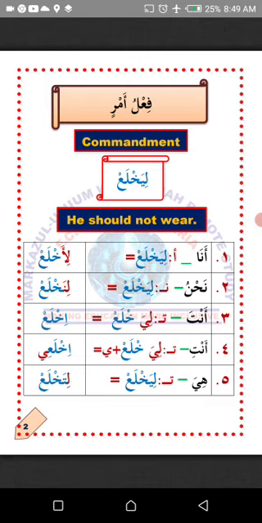Hamsa, number five. Hiya, she. So how do we change the verb liyakhala to suit hiya? All you need to do is to detach ya'un and attach ta'un. So the verb liyakhala will now become litakhala, which means she should take off.